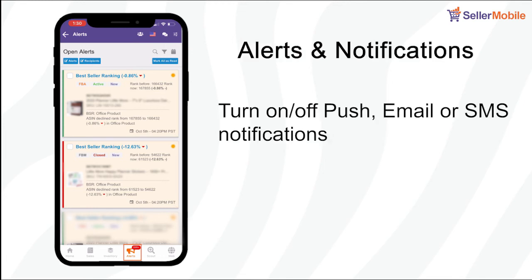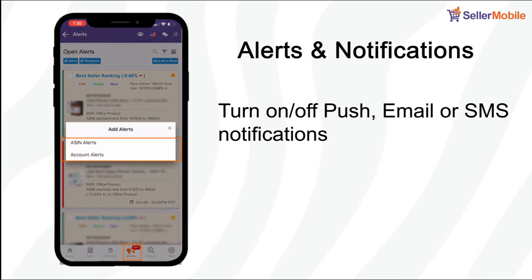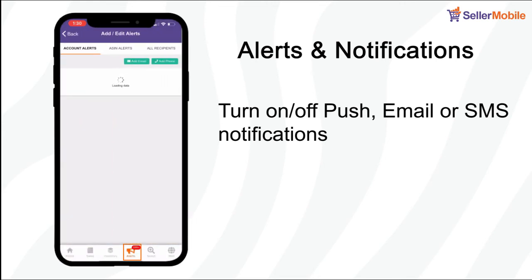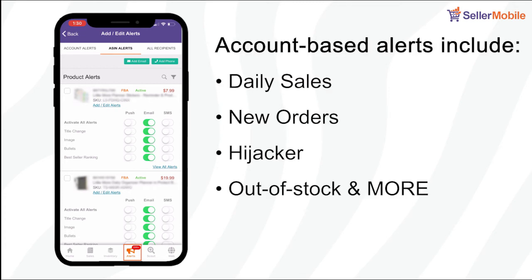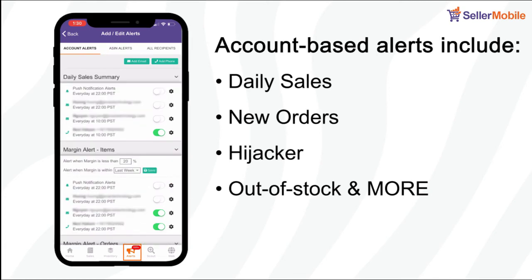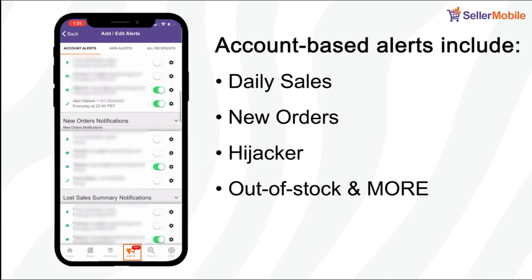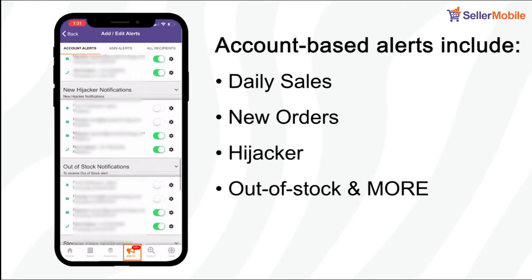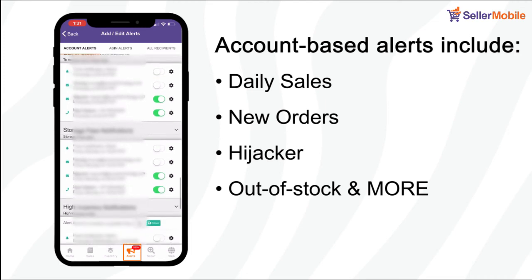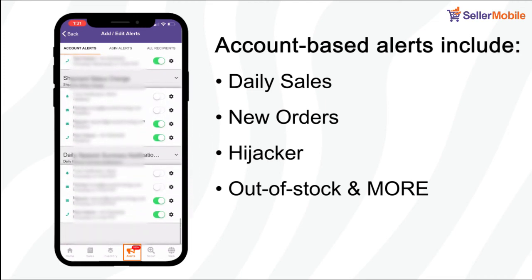So if you click on alerts, you have ASIN alerts and account alerts. If I click on ASIN, I will see all of the products listed here, and it's so simple to navigate through and select if I want a push notification, email notification, or SMS alert when there's a change for this particular ASIN. Now, if you don't want ASIN-based alerts, you can also choose to receive just account alerts. Let's say for daily sales, incoming orders, even hijacker notifications. And that's all really simple to set up here now with this updated alerts section. You can turn on notifications or turn them off and update or change your email or phone number where you want to receive these alerts.